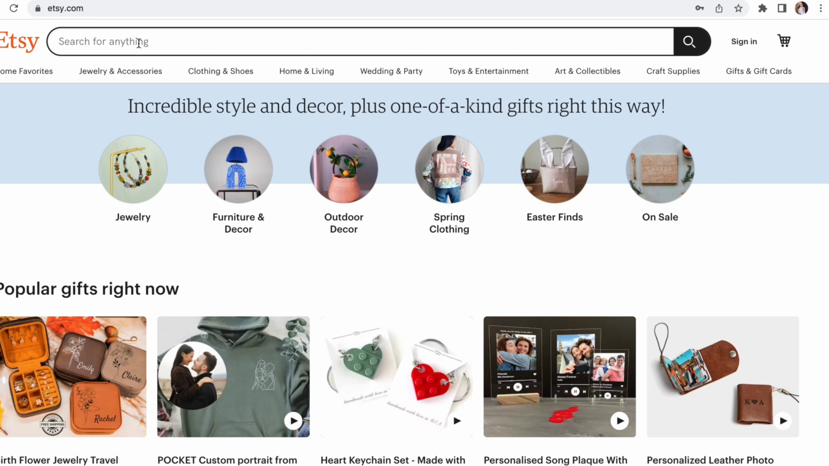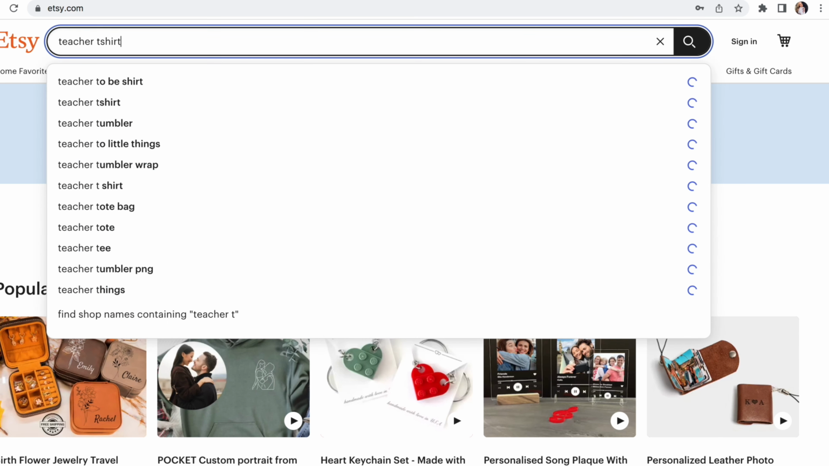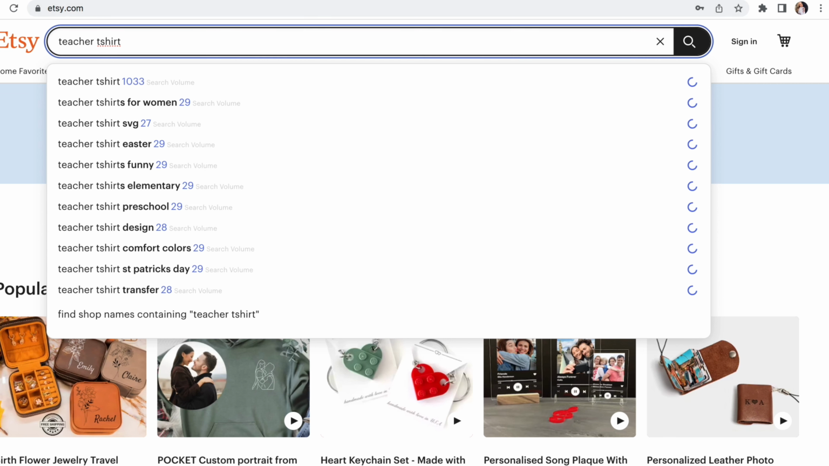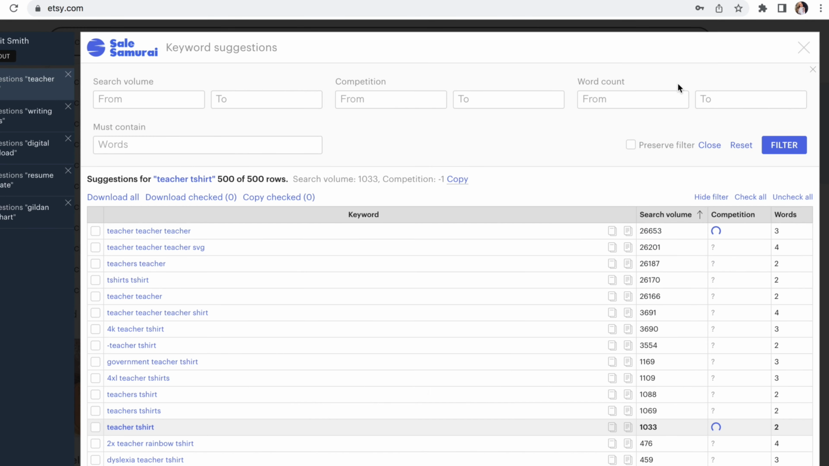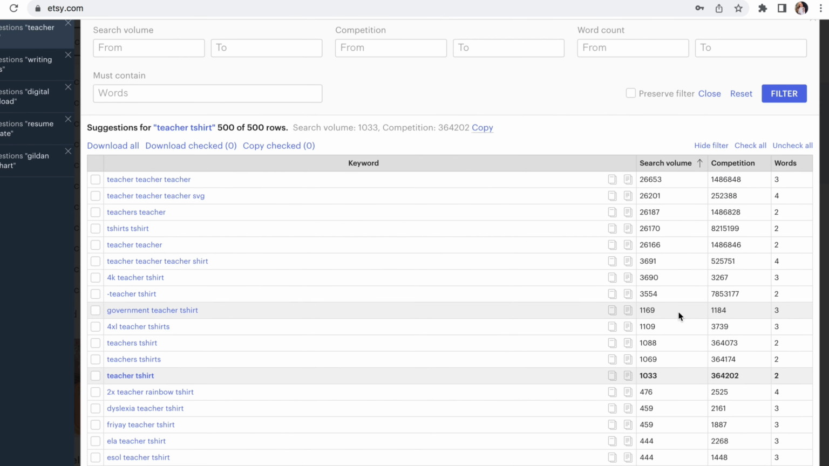So if we're looking up teacher t-shirt like we just were, I want to stay on that topic. On the right here, you're going to start seeing numbers populating. And since we're looking up teacher t-shirt, I'm just going to click 500 more. And this is going to give me suggestions of other keywords that I could be using. And just like we were just looking at, here's the search volume compared to the competition. Government teacher t-shirt. Now, I know that you're probably saying, well, there's only 1,000 people looking that up a month. Yes, but there's only 1,000 other listings in that niche. So you're gonna have a lot better chance of someone that's actually interested in that product purchasing it.